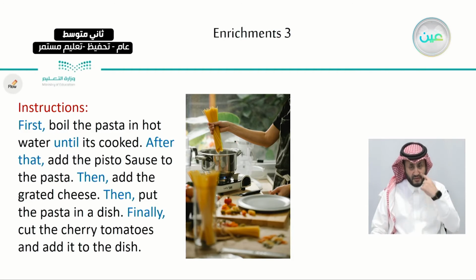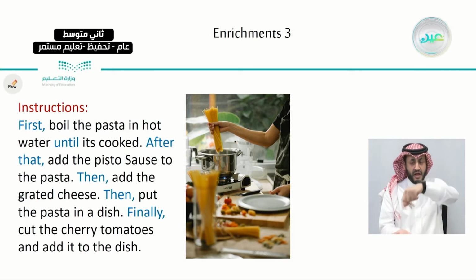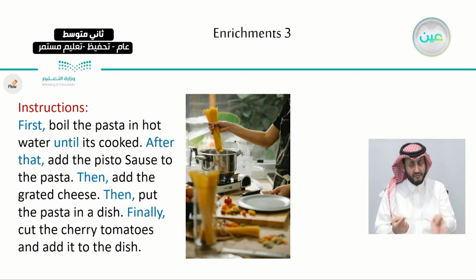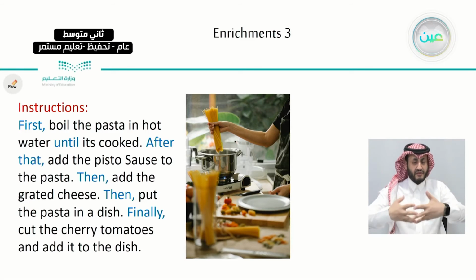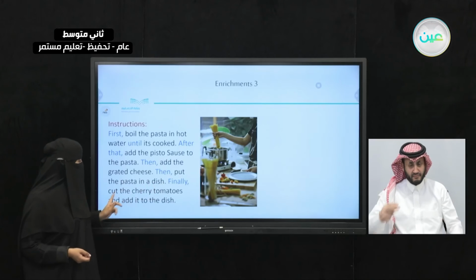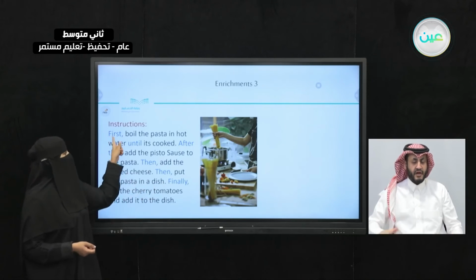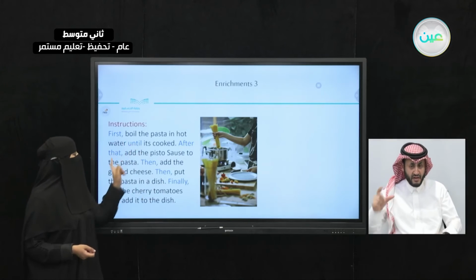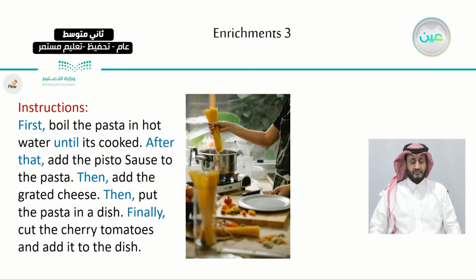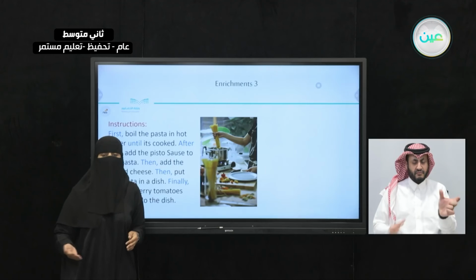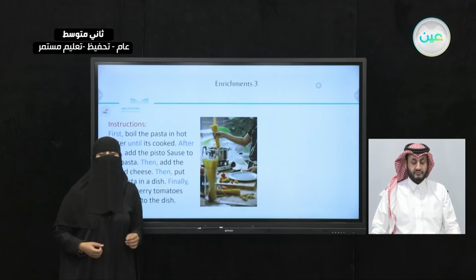Then add the grated cheese. You're going to add the grated cheese. After that, then, see here we have first, after that, then. And after adding the grated cheese, then put the pasta in a dish. Finally, cut the cherry tomatoes and add it to the dish. So here we have the words first, until, after that, then, and finally. So these can show you the steps. Here we use these words to talk about a recipe, to talk about the steps to create this recipe.